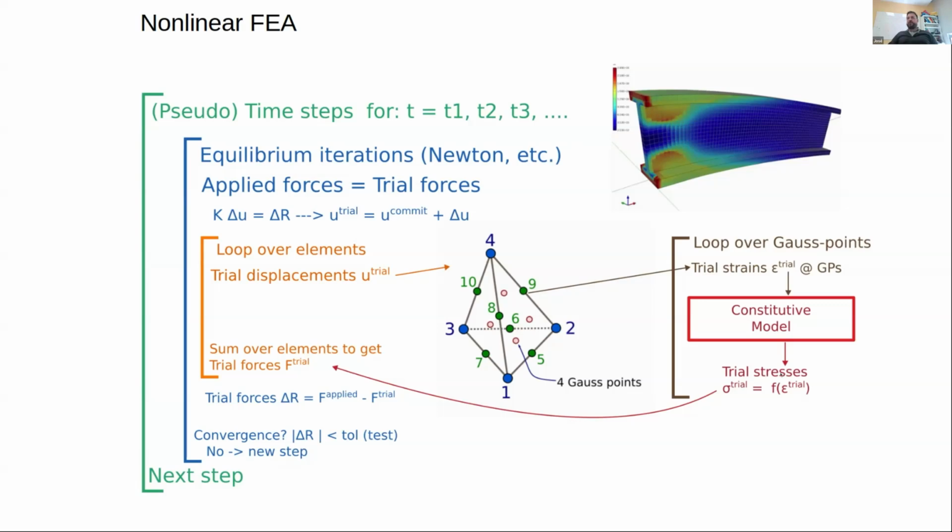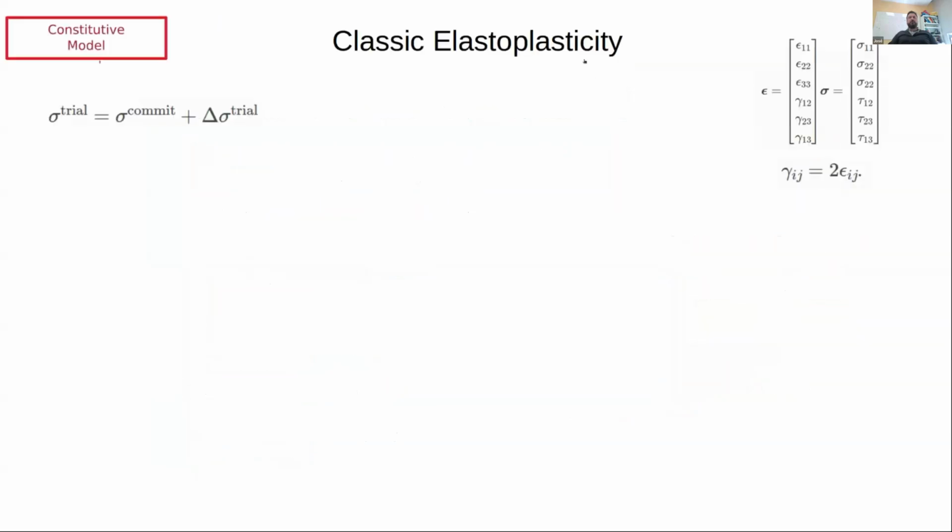So we're in this red square that you can see there, where we have a constitutive model that's going to take the trial strain and give us a trial stress that we're going to iterate on until we reach that global convergence. Okay, so let's zoom into the constitutive model, which is the new feature that we're proposing here. Let's advance the slide.